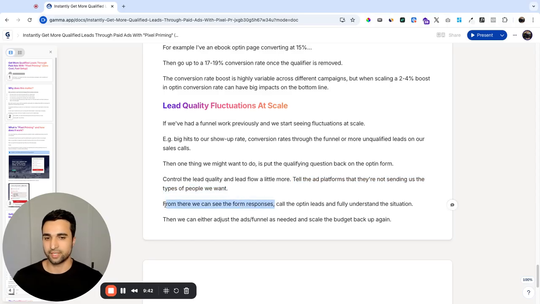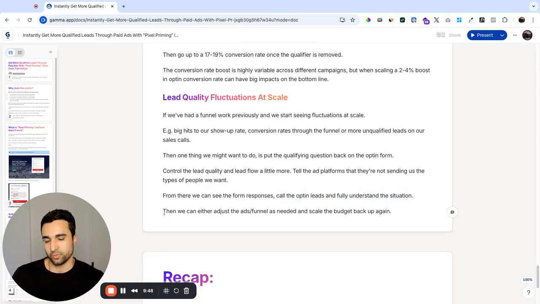So from there, we can go on to see the form responses. We can call the opt-in leads, fully understand the situation, and then just make a judgment on either we need to adjust the ads and funnel messaging, change up the creatives, change up the angle, and do that as required, and then proceed to scale the budget back up again.